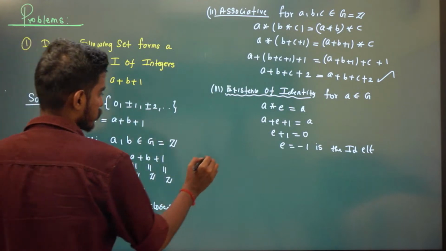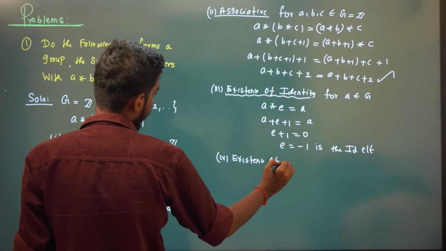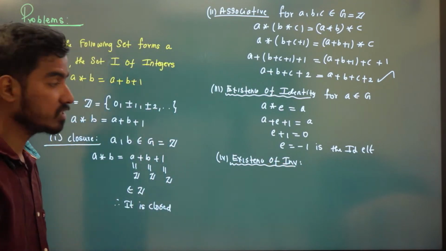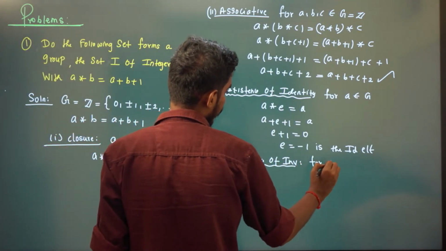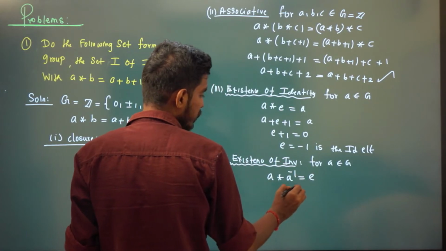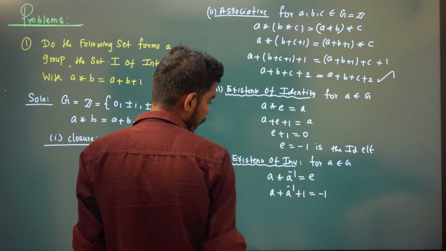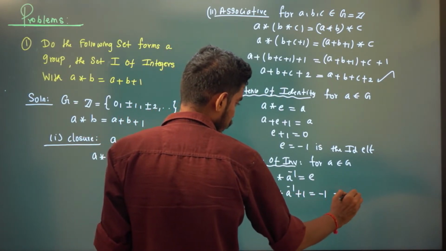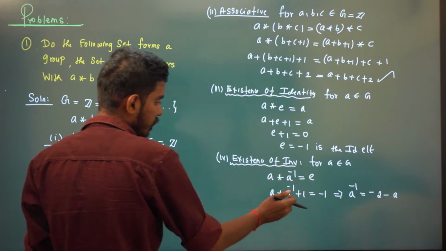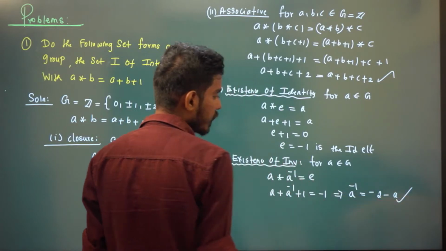Existence of inverse. So from a problem point of view, if you want to find the inverse, you need to apply the definition and then apply the binary operation which they have given. What is the definition of inverse? For A belongs to G, A star A inverse has to be E. Now E is minus 1. So A plus A inverse plus 1 is minus 1. This implies A inverse is what? Minus 2 minus A, right? You just take these two elements to that side. So minus 2 minus A is the inverse element for each element.